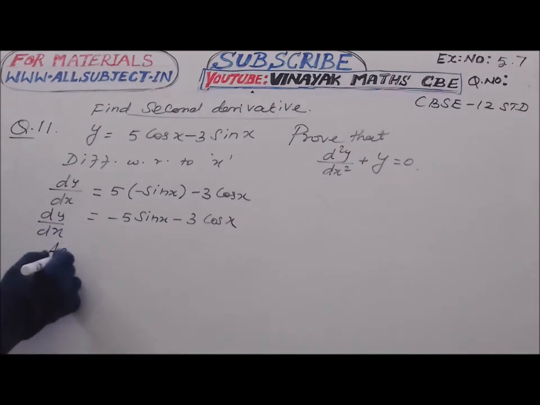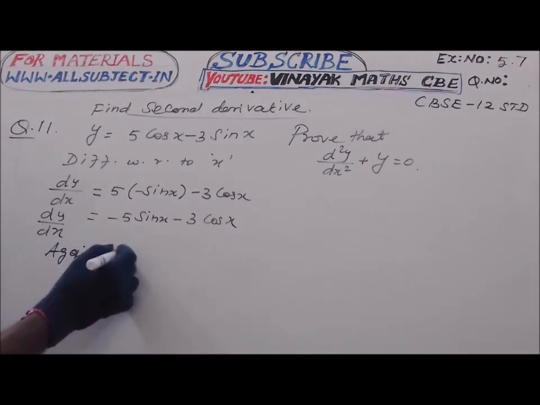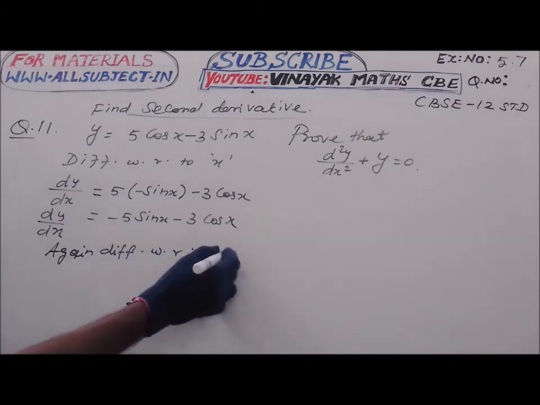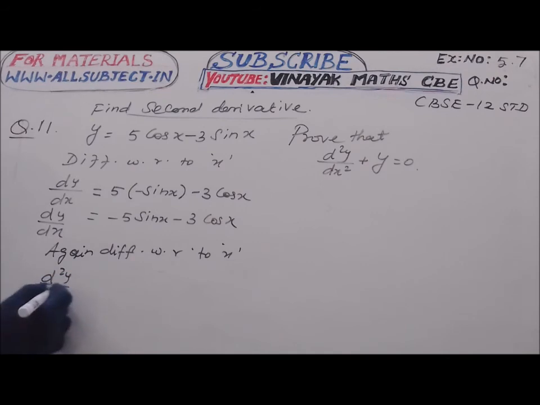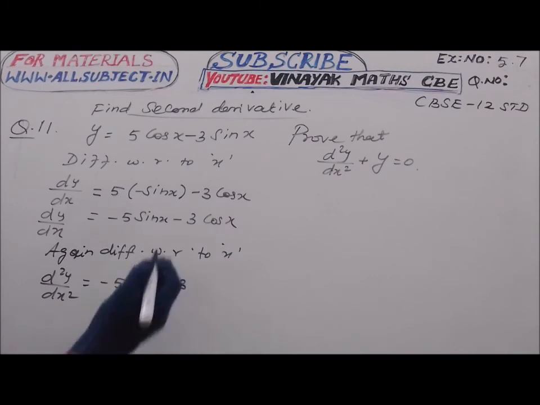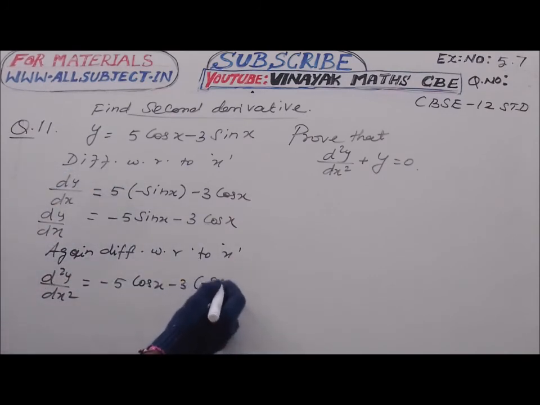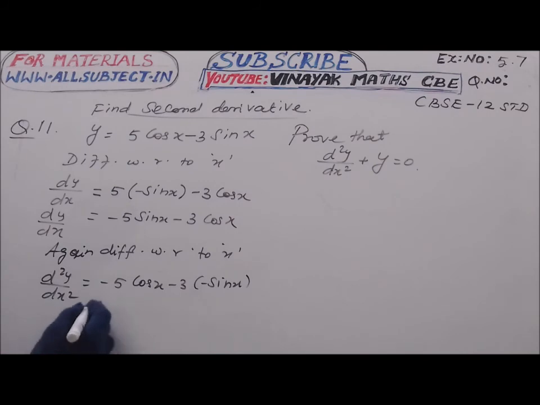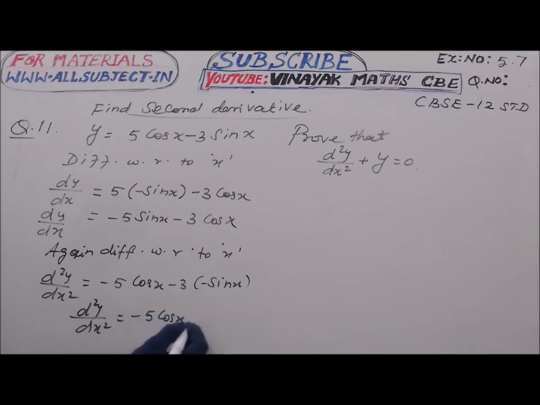Now again differentiate with respect to x. d square y by dx square, that is the derivative of dy by dx, is equal to minus 5 constant, that is in product, so keep the same, and the derivative of sin x is cos x, and minus 3 into the derivative of cos x is minus sin x. Then simplify it, we will get d square y by dx square equal to minus 5 cos x plus 3 sin x. This is our second derivative, but we need to prove d square y by dx square plus y equal to 0.